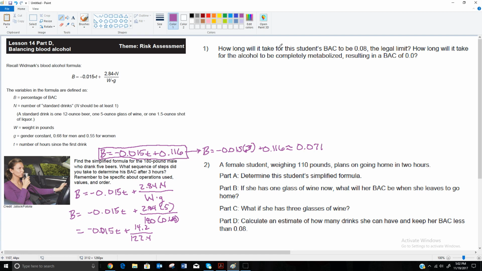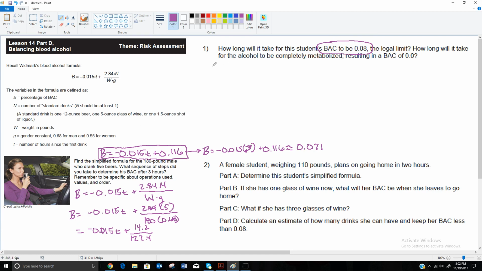So now what we're going to do is we're going to look at this a little bit differently. It says, how long would it take for this student's blood alcohol content to be 0.08? So this is kind of like when we were talking about the problems before and we were trying to figure out what would their weight need to be to have a certain body mass index, or what would their height need to be to have a certain body mass index. We're going to need to solve this equation a little bit. So we're going to start with the simplified version because we've already got that. We don't need to reinvent the wheel.